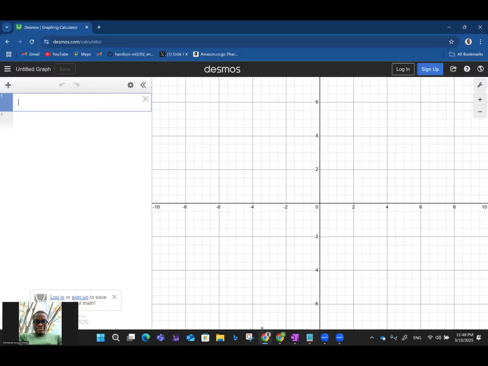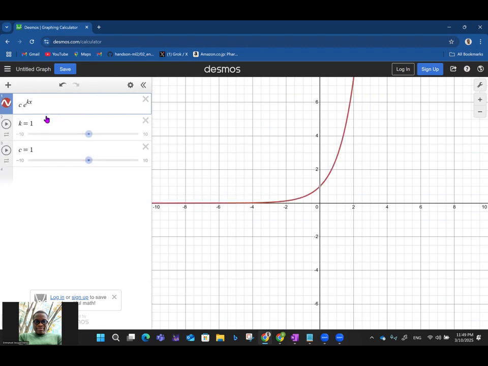Depending on the value of c1, let me just call it c in this case. So we have c times e raised to the power kt. Because Desmos recognizes just y and x, it's better we say e raised to the power kx, so it sees x as a variable. The value of c can now vary, so we can do a slider for c and a slider for k.